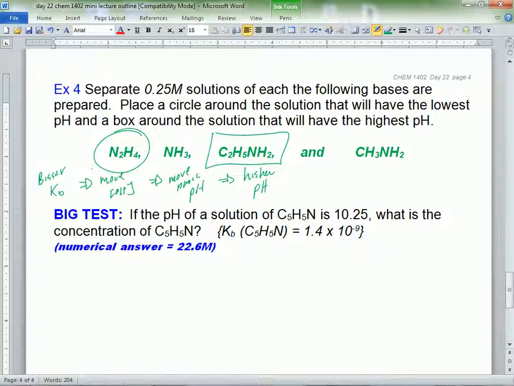You can do ICE. It'll help you to do the next step if you do ICE first.